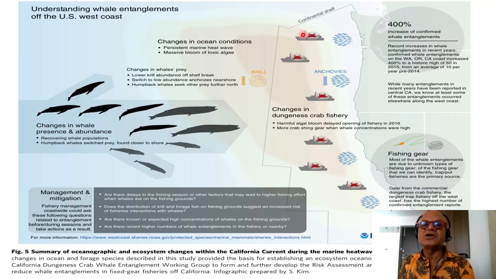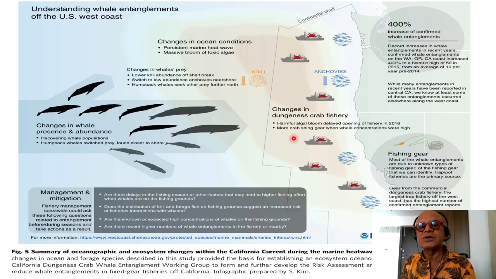This is the continental shelf out to 200 meter depth. 400% increase of confirmed whale entanglements. Fishing gear are shown here. So is there a relation? So you have crabs and anchovies and changes in Dungeness crab fisheries. Harmful algal blooms delayed the opening of the fishery in 2016 following the strong El Nino.